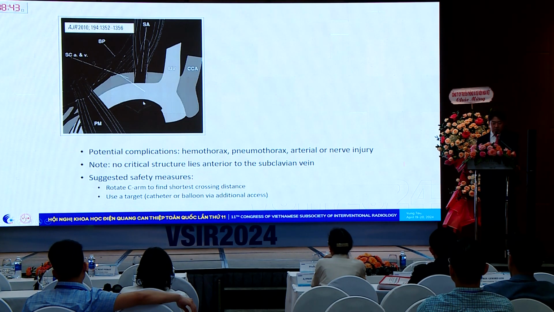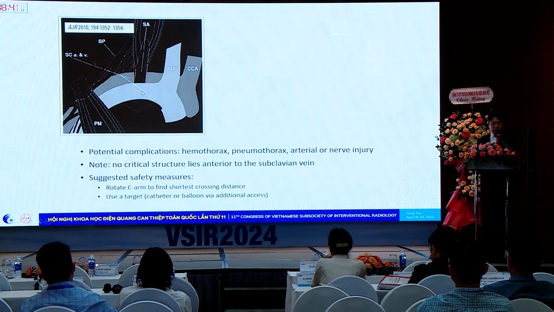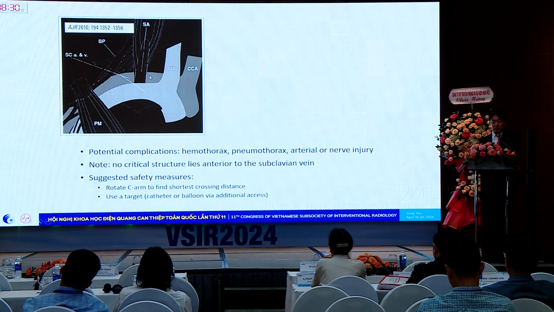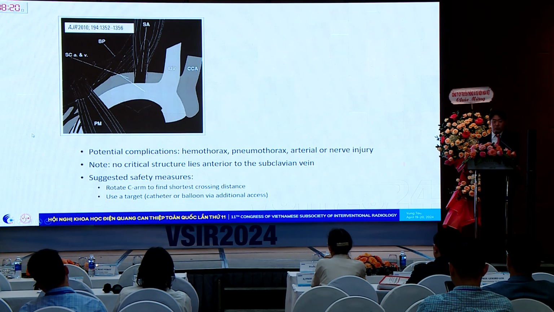So, as I mentioned earlier, you have to be facing forward because if you look at this schematic diagram, the subclavian vein is actually situated anterior to the subclavian artery and the brachial plexus. So as long as you're going anterior, which is the normal anatomy, then we have no risk of arterial bleeding or brachial plexus injury. So as long as we know this anatomy, we can be more reassured that we're not going to have any complications.